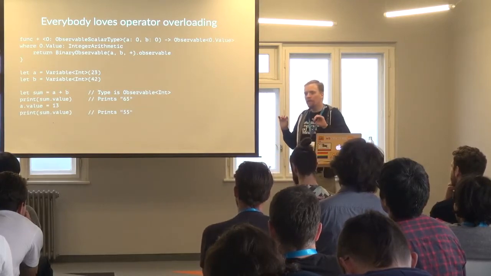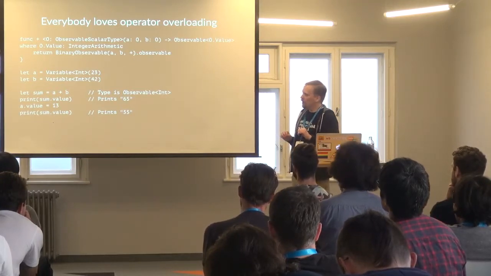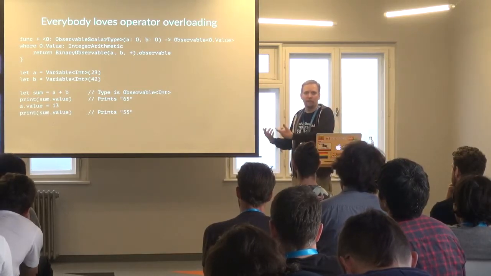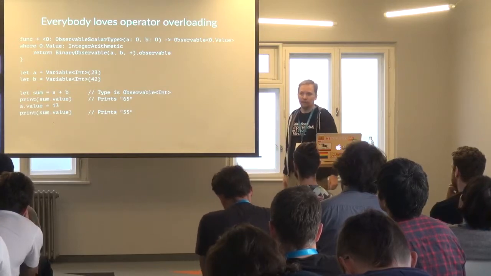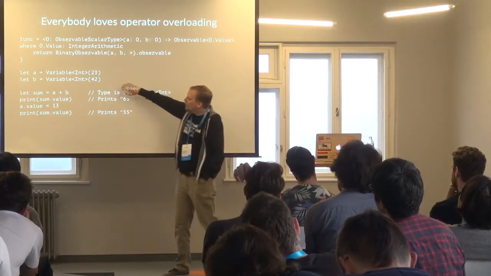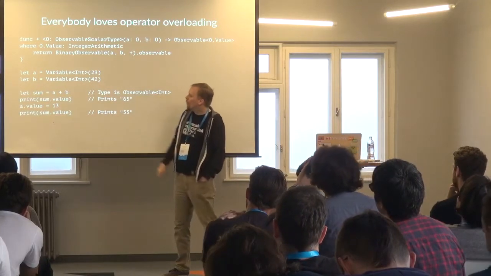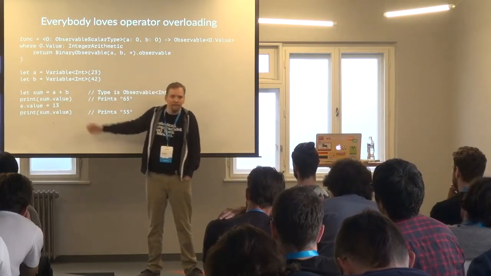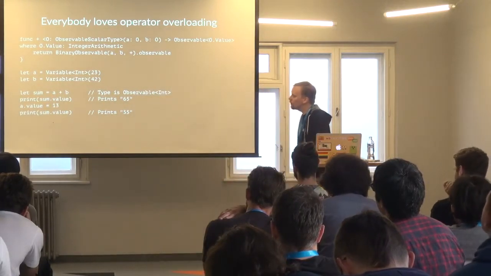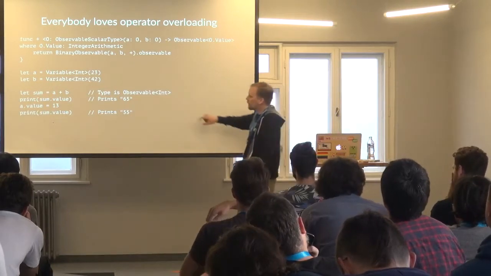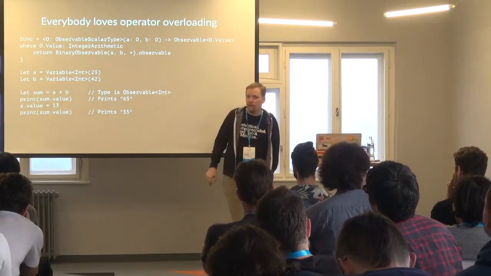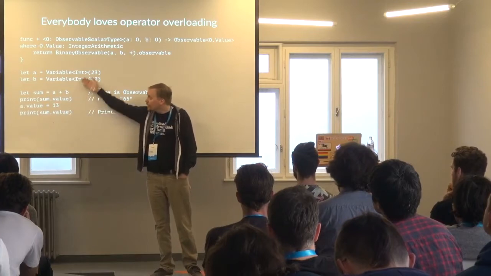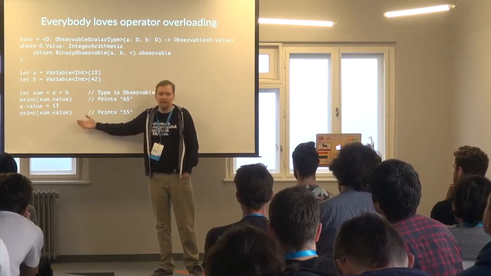So let's say you have two observable integers. Well, integers have this plus operator between them, so we can define this plus operator on observable integers instead. Okay, so let's say we have a variable a and a variable b, both observable integers. We can just say the sum of them is a plus b. It's not working on integers, it works on observable integers. So the type of the result is an observable integer as well. Now we can access the value directly, and whenever we change one of these variables, the sum is updated automatically.